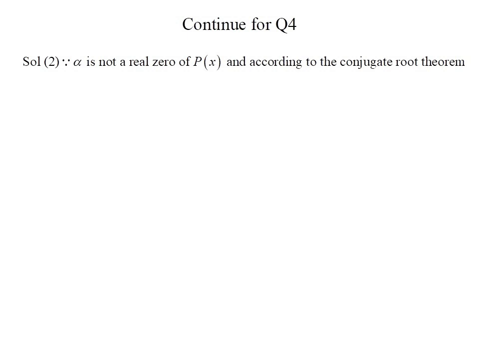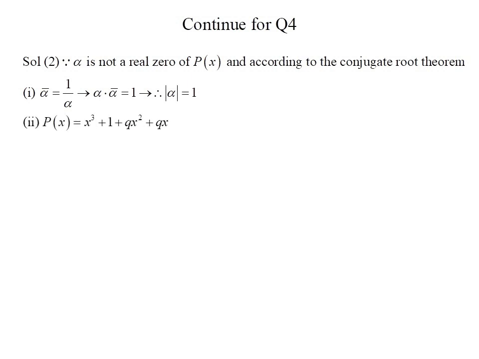Here we continue on question 2 of example 4. According to the conjugate root theorem, the conjugate of alpha is also a zero of polynomial p(x). So the conjugate of alpha equals the reciprocal of alpha, which results in alpha times its conjugate equals 1. Hence, the modulus of alpha equals 1.